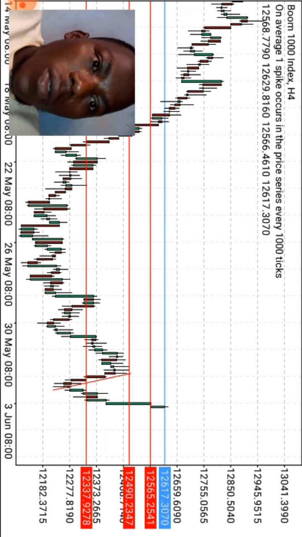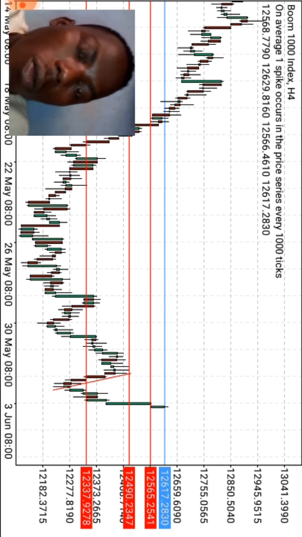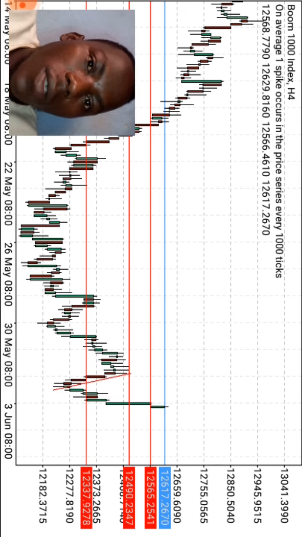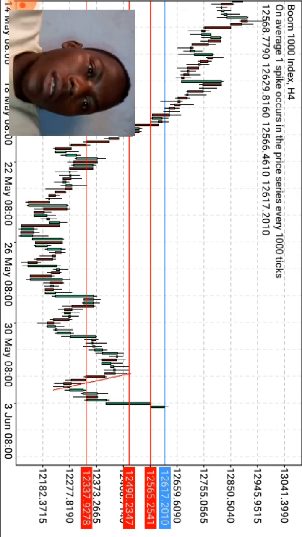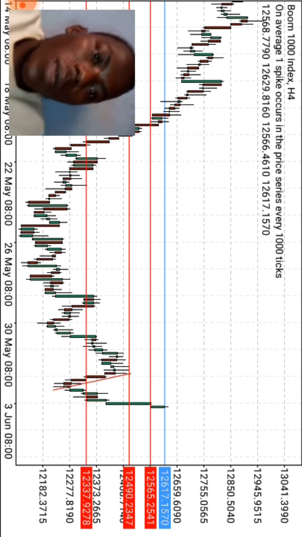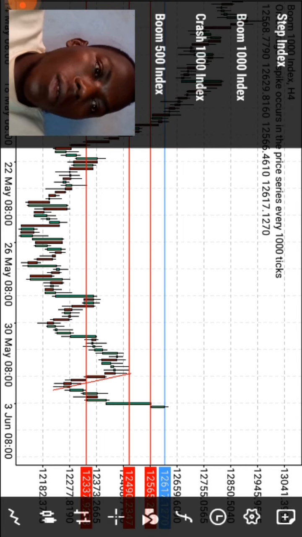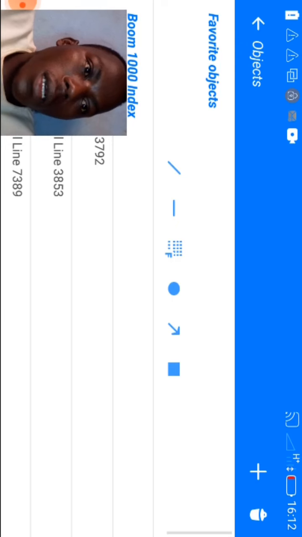So let me show you how we use support and resistance efficiently using this example. Actually, it is also the same trade that I took. Let me first clear the chart, then I show you.